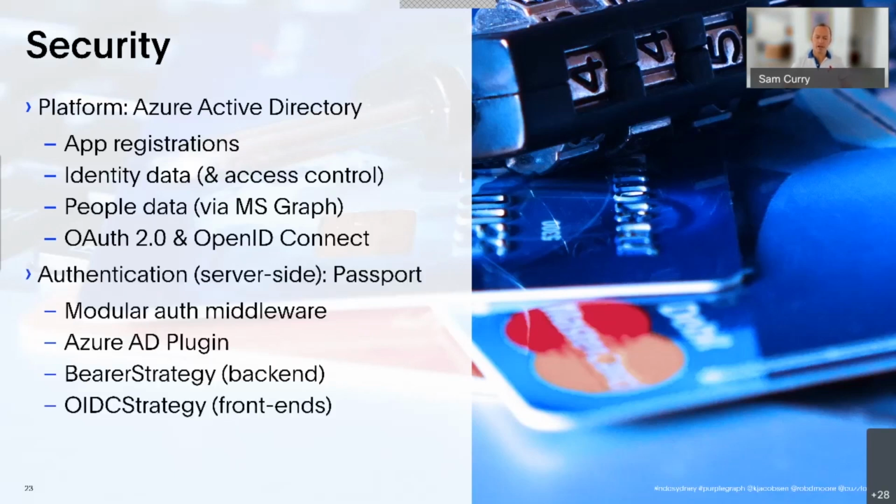Passport is a modular authentication middleware for Node.js with lots of plugins, which include auth strategies for all sorts of platforms and protocols. There's an Azure AD plugin by Microsoft which has a Bearer strategy for back-end Bearer token validation and an OpenID Connect strategy for server-side hosted front ends, which in our case are the Playground and Voyager UIs.